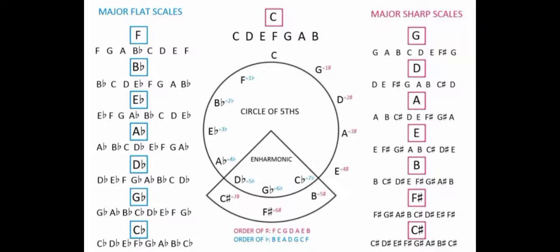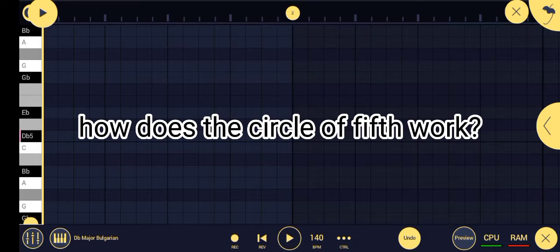What I would like you to do right now is to check this diagram, check at the left, check on the right. You will see that we have major flat scales on the left and major sharp scales on the right, but we have the middle C in the middle. And let me show you how it works.